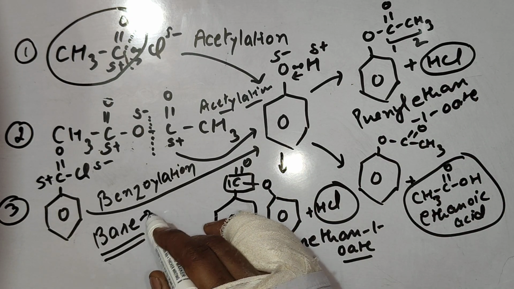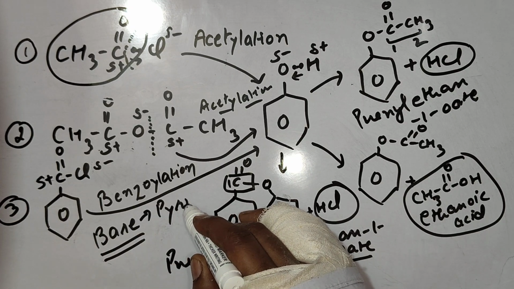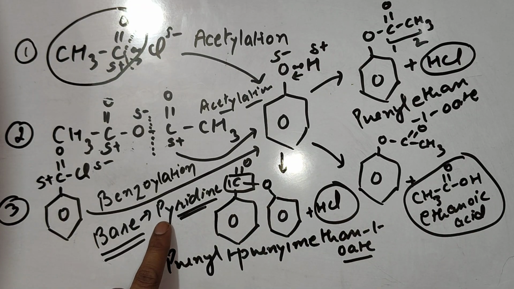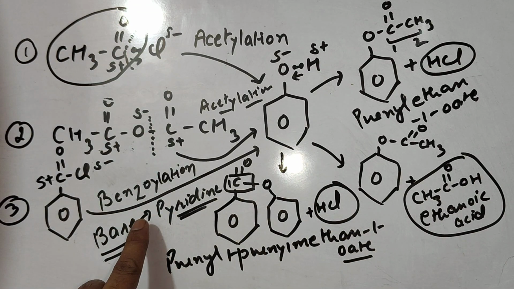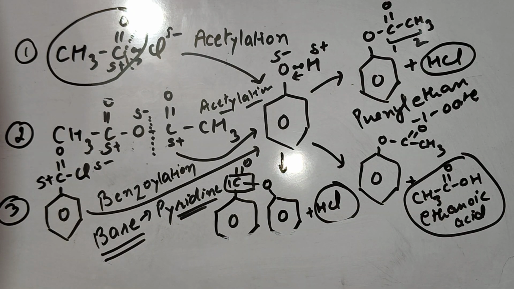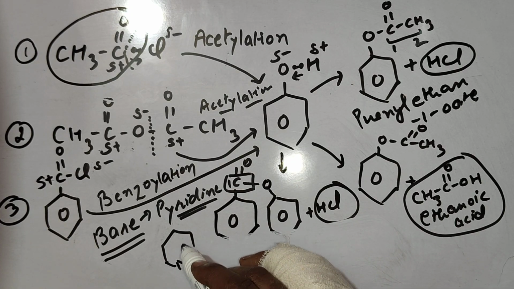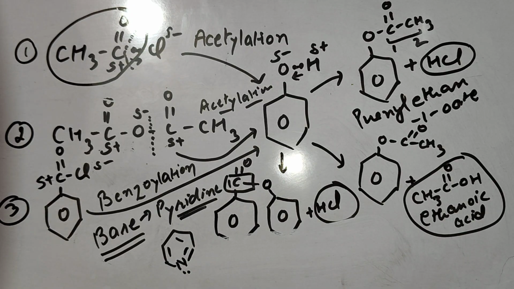Which base? Pyridine. This base we have already used when alcohol was showing these reactions. Pyridine, its formula, this is the formula of pyridine. A cyclic 6-membered ring is there in which 5 members are carbon and the 6th member is nitrogen. One member is nitrogen here. Total 5 hydrogens will be there. This is a base.